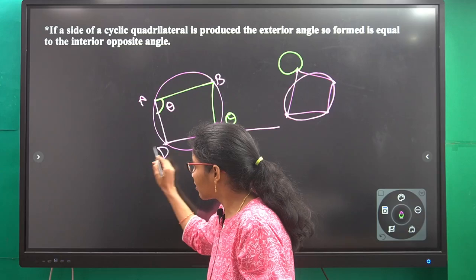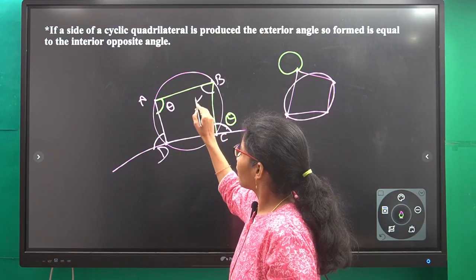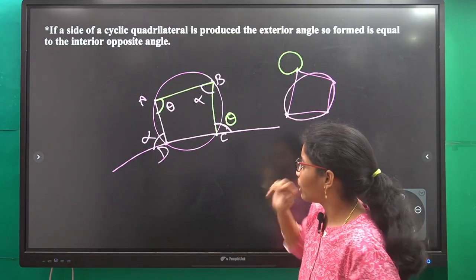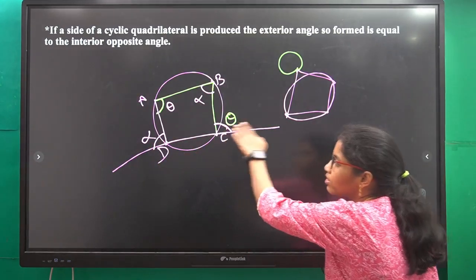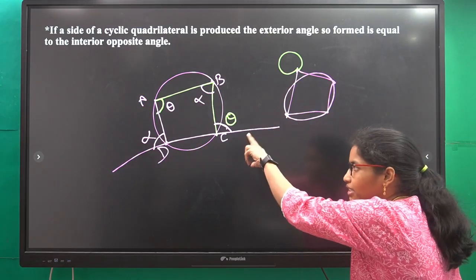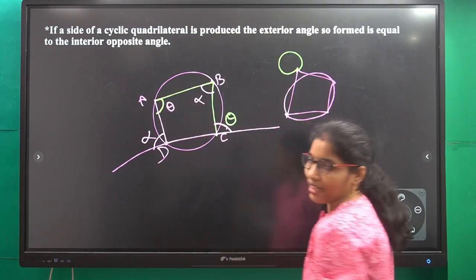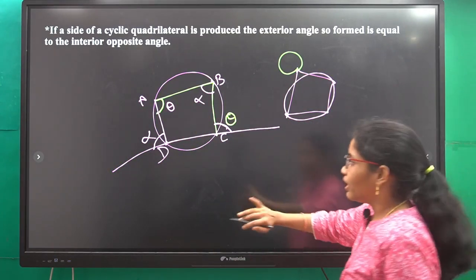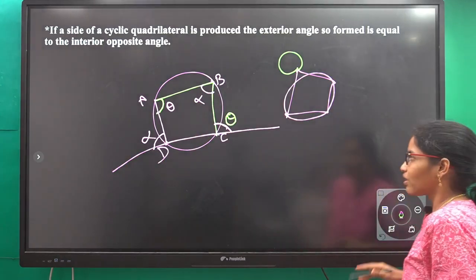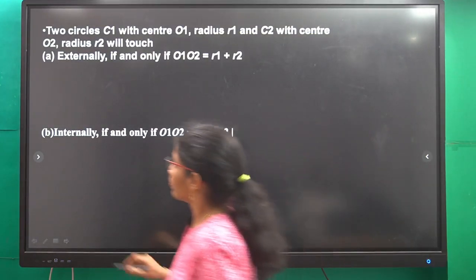Suppose I am extending this side. If this is some alpha, this angle is alpha. Clear? So whenever we produce any side of a cyclic quadrilateral, that exterior angle is equal to the interior opposite angle. Clear this one? Whenever you are solving questions, this property is very important. Okay, right? So we will see the next property.